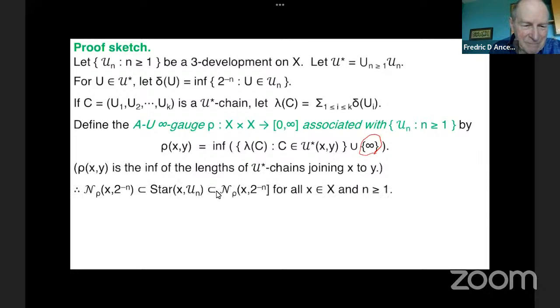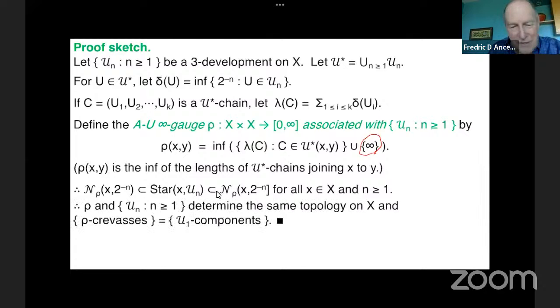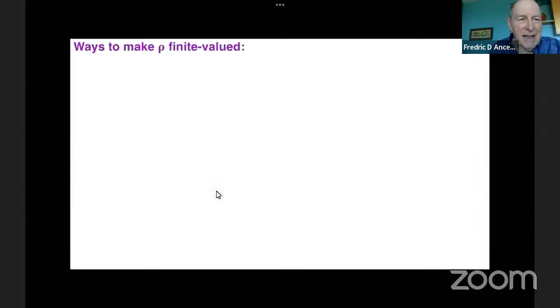Okay. And then this condition follows, and you get these other properties that I mentioned. You get the same topology from the gauge as you get from the development, and the crevasses are the same as the U1 components. And now there are a couple of ways you can get rid of infinity.